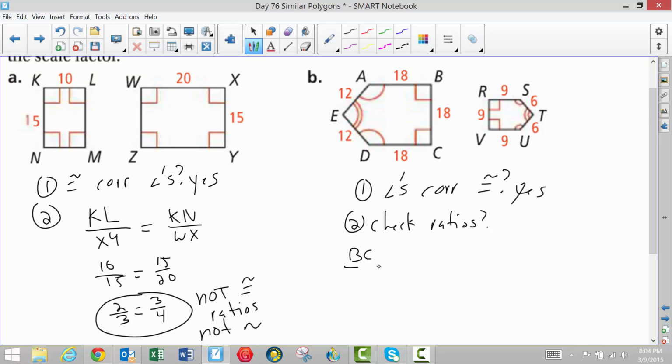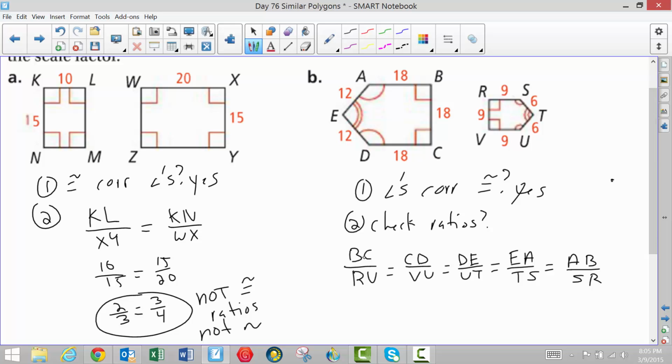I have BC, RV. I have CD, VU. I have DE, UT. I have EA, TS. Then I also have AB, SR. So are those ratios all the same?